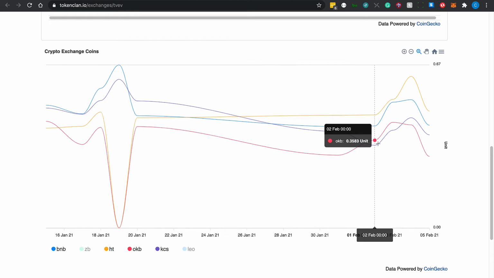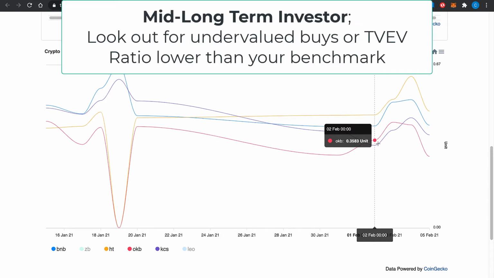So how can you use this TVEV ratio when analyzing several crypto exchange tokens? For a long to mid-term investor or hodler, you will always want to look out for undervalued buys to get into the market. In this case, if any crypto exchange token is below your benchmark, it will be an undervalued buy. So in this case, BNB is the benchmark. So when we look at OKB and KCS on February the 2nd, it is lower than BNB. So it means that it is considered as an undervalued buy.